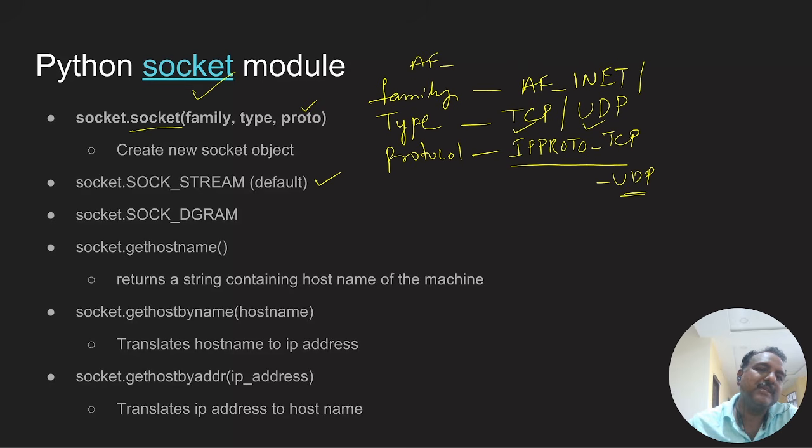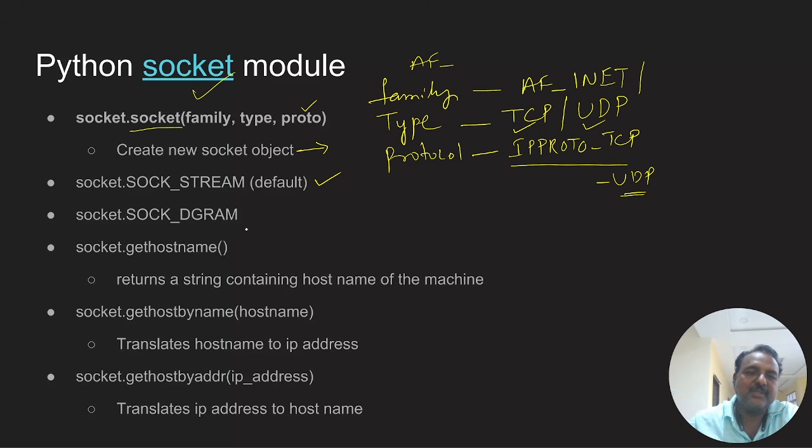Whenever I call the socket method, it creates a socket object. It means we are going to create an object for my socket, from where we can interact with the outside world. We can send data outside and receive data from outside. All those things can be done only if we have a socket object.